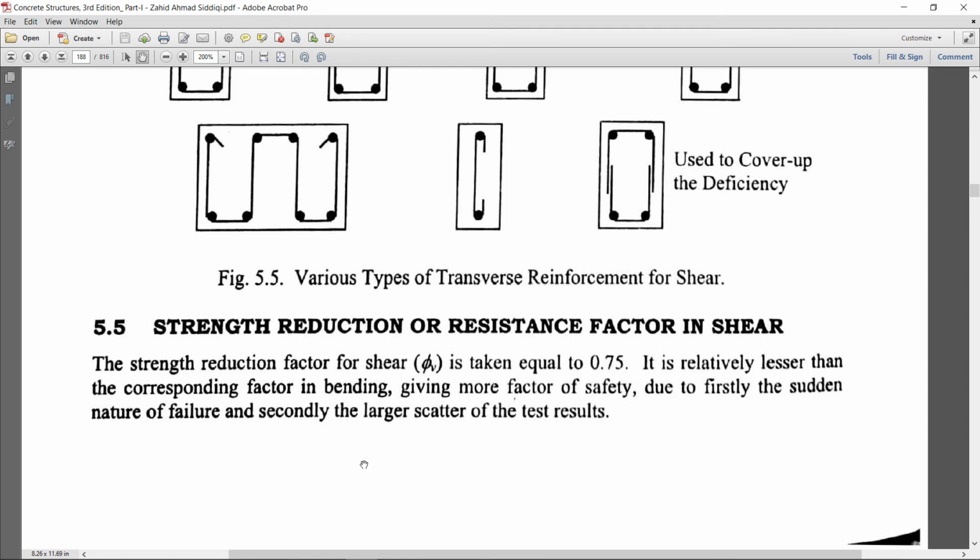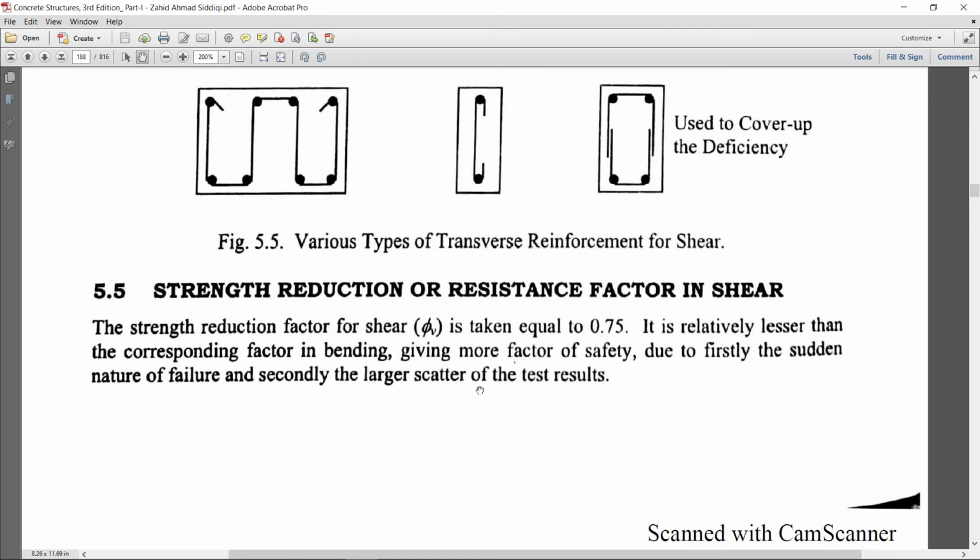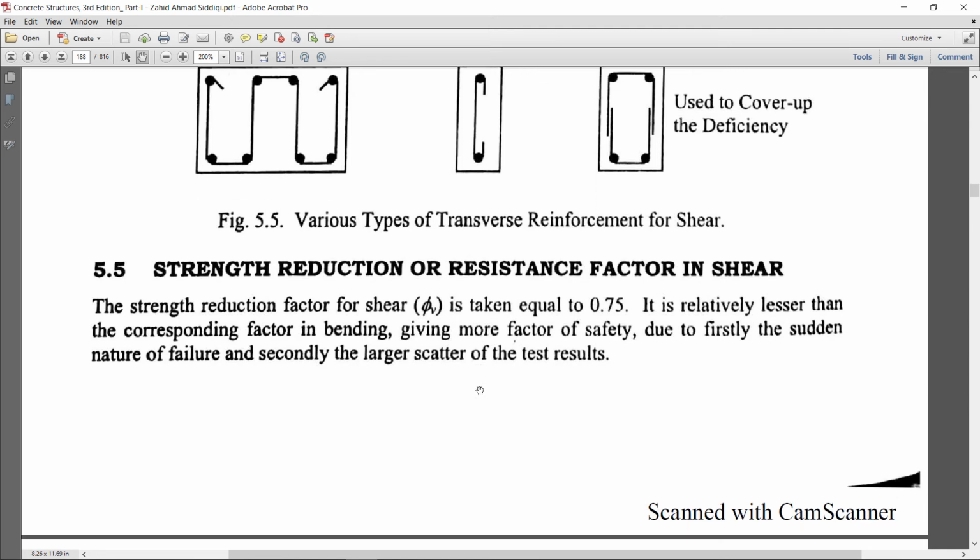And the strength reduction factor for the shear strength of the concrete, meaning on the material, is 0.75, just like we did in beams for the tension control 0.9 and for others. So similarly, for shear the phi factor is 0.75.